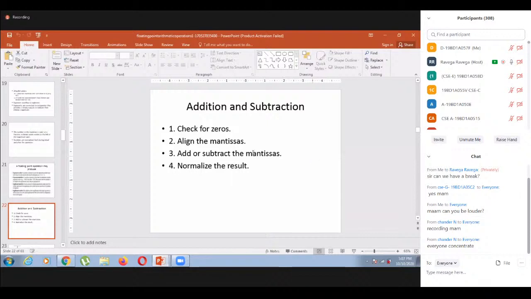The second step is to align the mantissas. Aligning the mantissas means the exponent values must be made equal. After aligning the mantissas, next perform the addition or subtraction of the mantissas. After that, normalize the result. These are the four steps you perform in addition or subtraction.